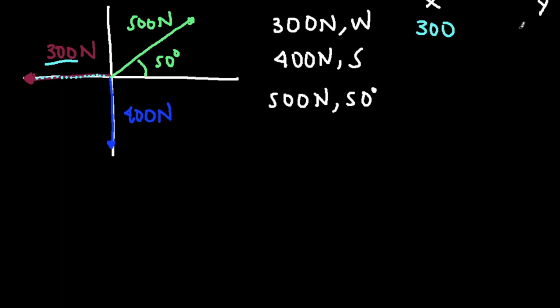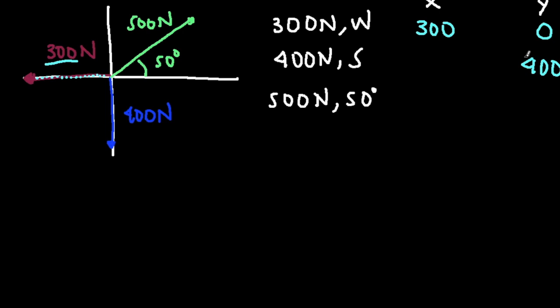It wouldn't have any y component. It's always just 0. Same with this one. This one is only directed to the south. Any vector which is directed to the south or north will automatically have its magnitude as its y component. So it has 400 newtons.